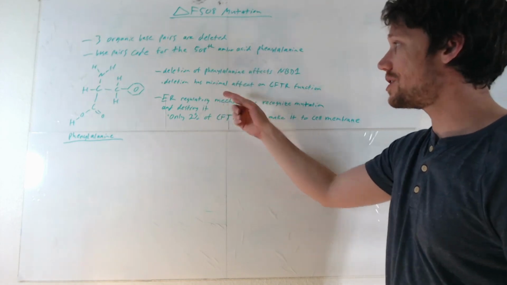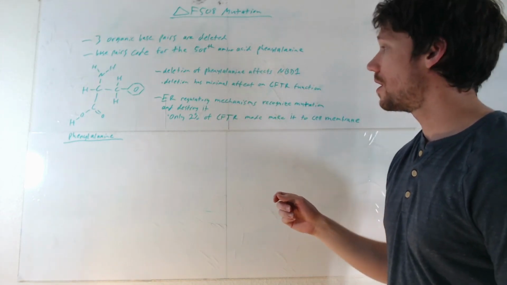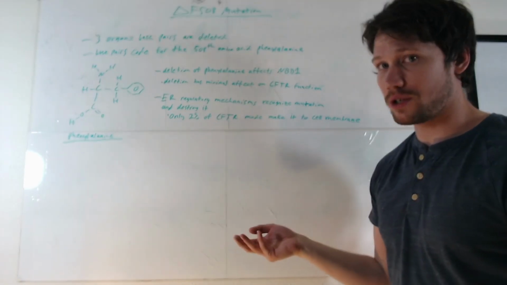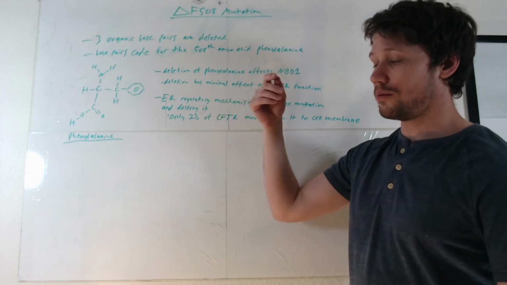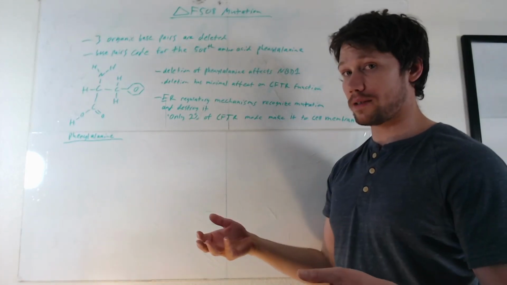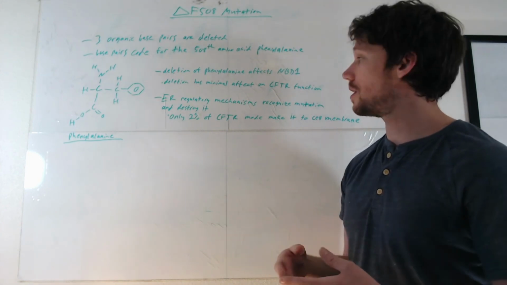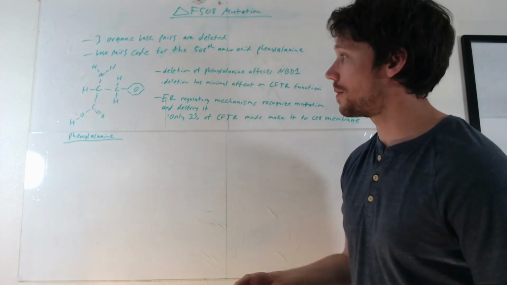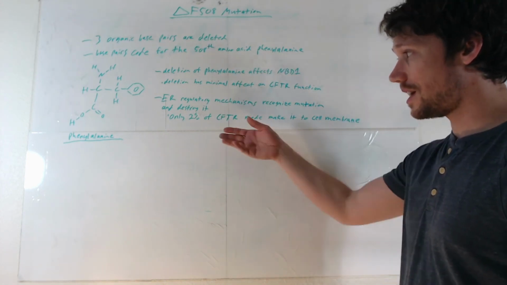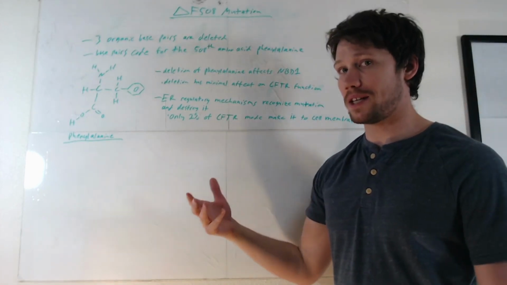Interestingly enough, the deletion has only a minimal effect on the CFTR protein function. Why on earth is it an issue then? Well, the issue is because the ER has regulatory mechanisms in place to stop mutated proteins from taking hold. Once it sees that this is mutated, it marks it for destruction. As a result of this, in CF patients, only about 2% of the CFTR made makes it to the cell membrane.